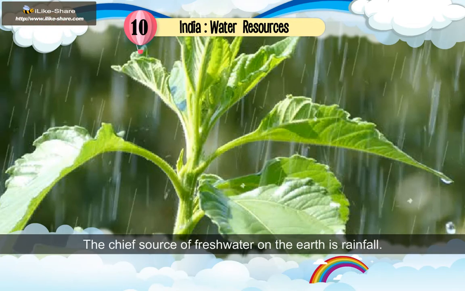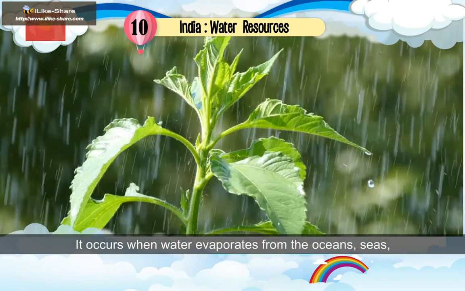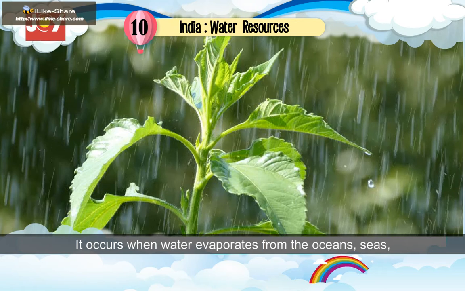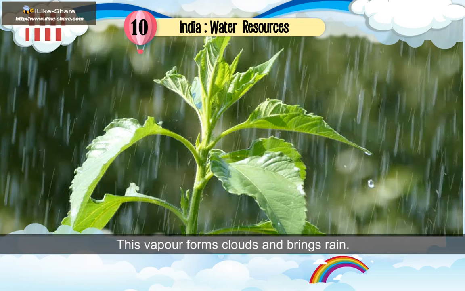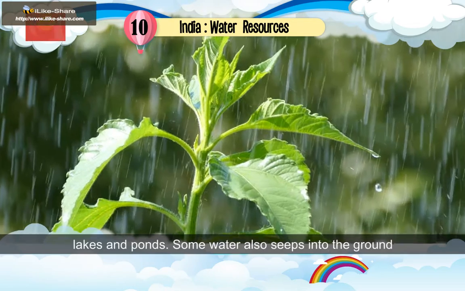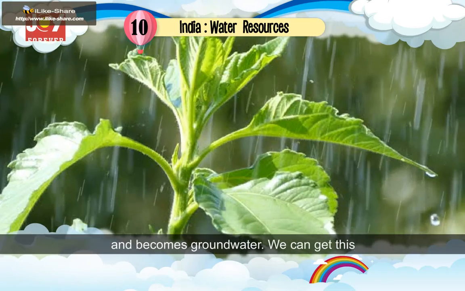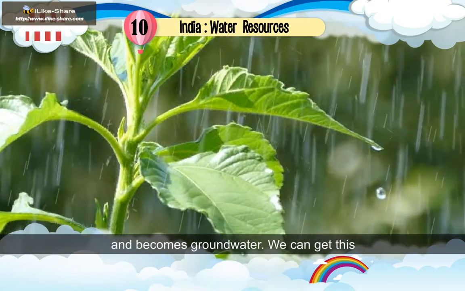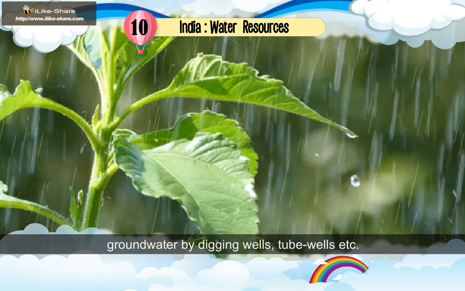The chief source of fresh water on the earth is rainfall. It occurs when water evaporates from the oceans, seas, other water bodies, and plants. This vapor forms clouds and brings rain. The rainwater is accumulated on the mountain tops and in rivers, lakes, and ponds. Some water also seeps into the ground and becomes groundwater. We can get this groundwater by digging wells, tube wells, etc.